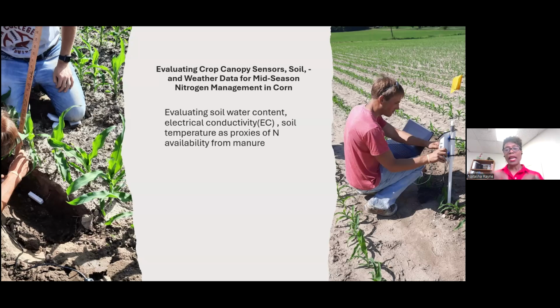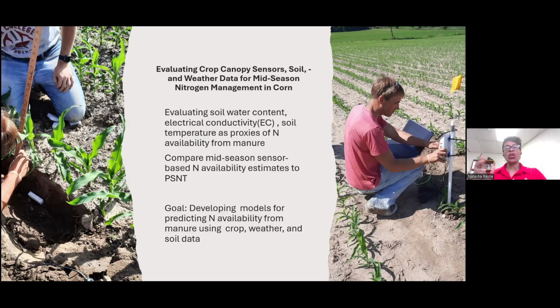Okay, we're starting here with manure, but what I'm talking about is applicable to different sources of nitrogen, including fertilizer nitrogen. But we're starting with manure because that is really a big part of my research here, understanding that nitrogen availability, in other words, mineralization over the season. All right, and then we want to compare that to using something like the PSNT, the pre-sidedress nitrate test? And the bigger goal here, right? Where do we want to go with this?